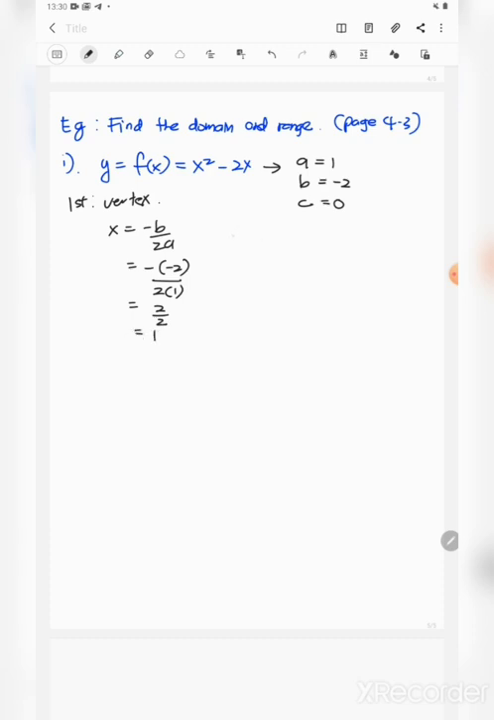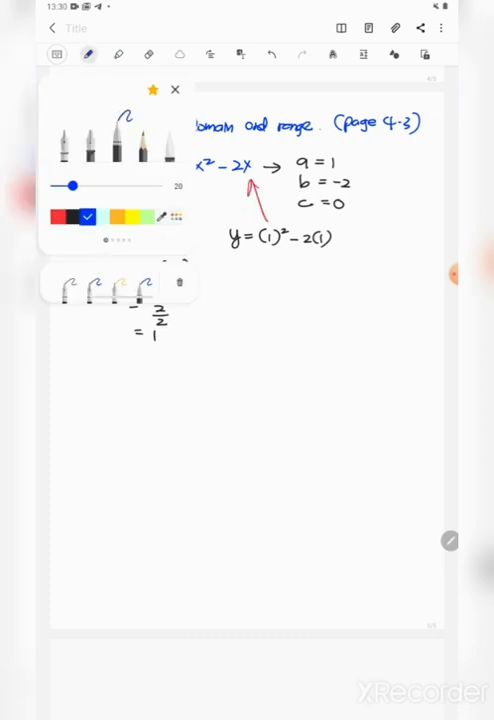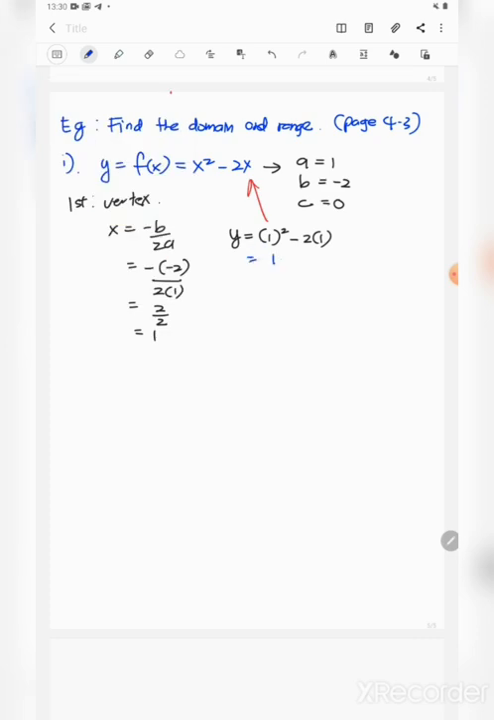To find y, substitute the value 1 into the function. Now we have 1 square minus 2 multiplied by 1. I got this function from here. So for y, we get 1 minus 2. Therefore, the y value is equal to negative 1. So now we have the vertex. The coordinate is (1, negative 1).